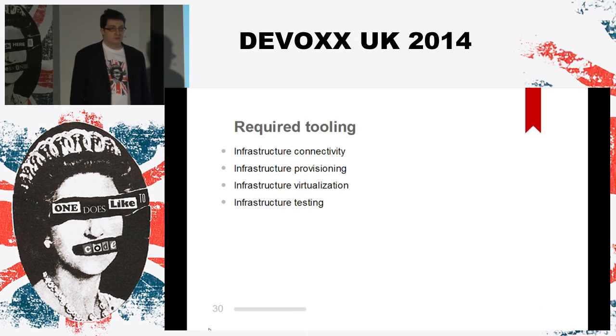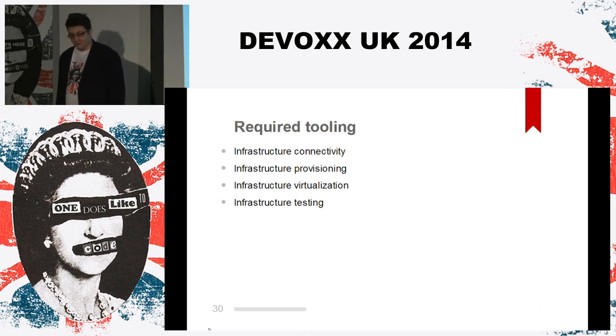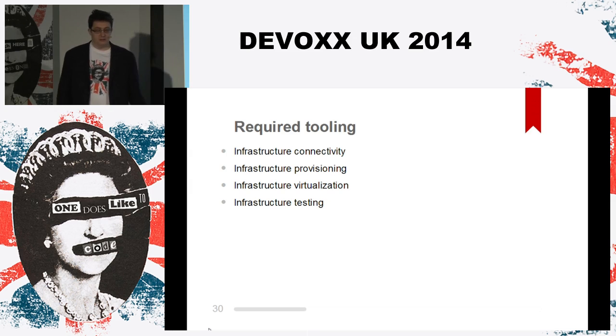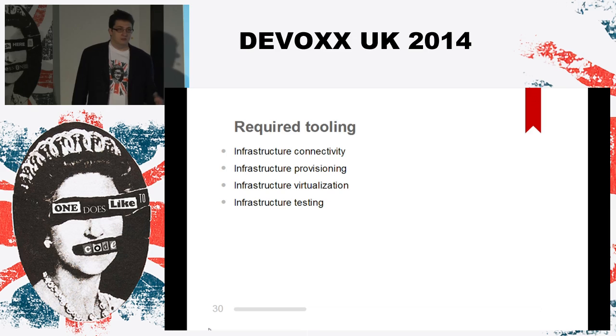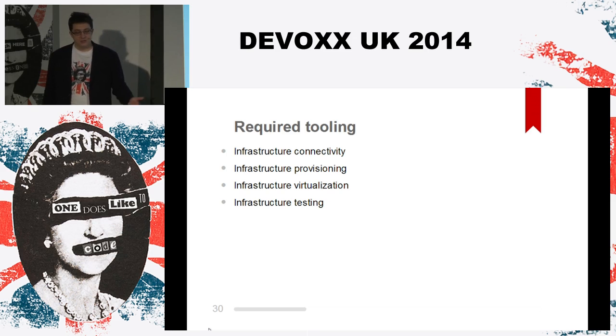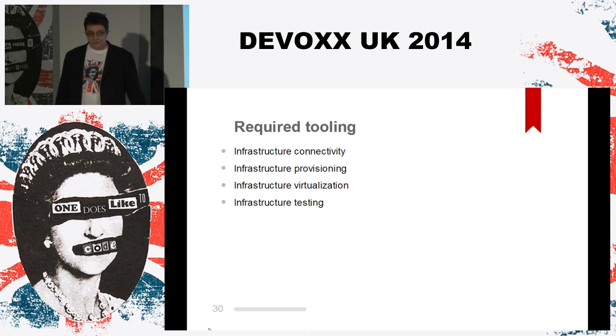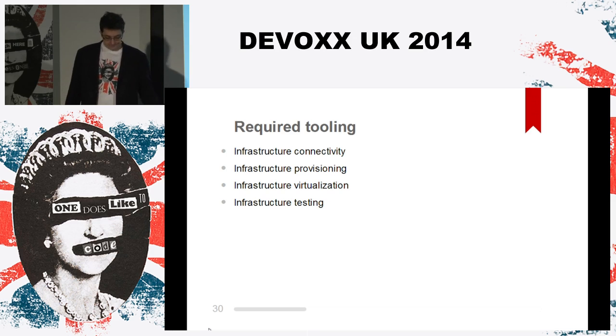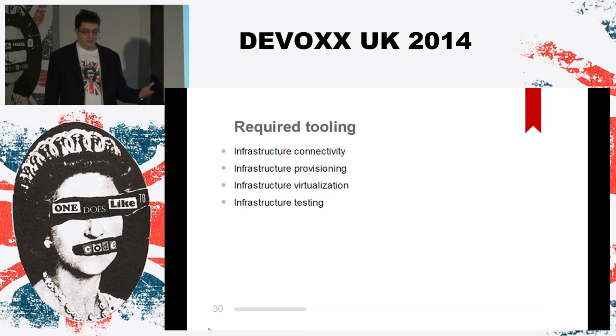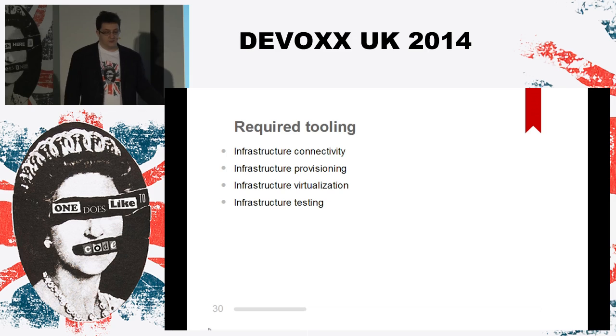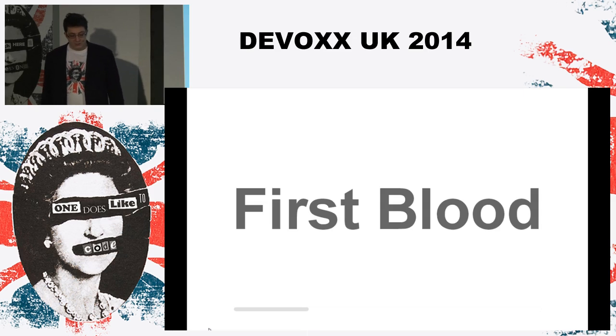So the tooling that we eventually needed, to also include the infrastructure provisioning into our delivery pipeline, was infrastructure connectivity. Luckily, we had only Linux servers, so we needed SSH connections and some integration with libraries for that. After that, we wanted to do some infrastructure provisioning, and after some point, we realized that without some virtualization options, we actually can't do infrastructure testing, so that came together with that. So where we started first.